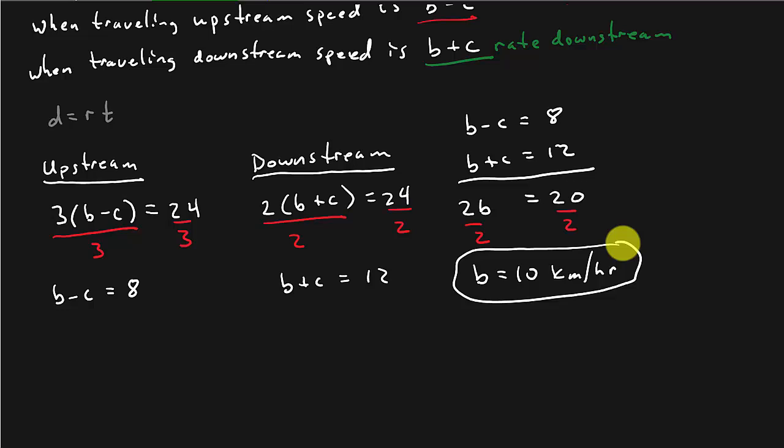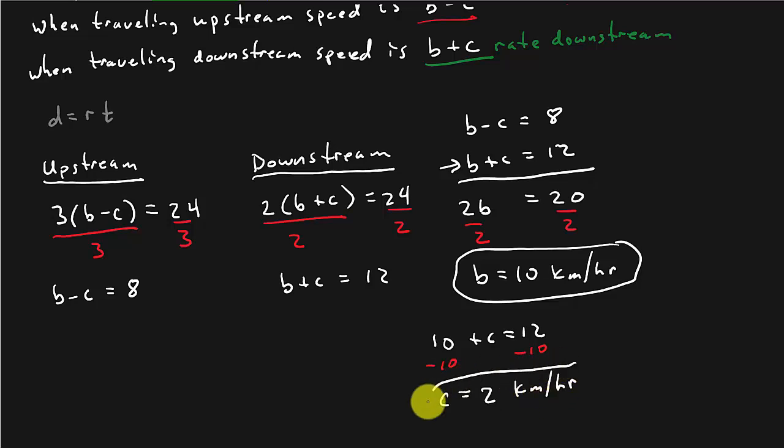Now we need the current. Well, I'm going to take the B and I'm going to plug it into that equation right there. So replacing this B with a 10, that's going to give me 10 plus C equals 12. Subtract 10 from both sides, and I'm going to get C is equal to 2 kilometers per hour. And there's your solution. There's the speed of the boat, there's the speed of the current.